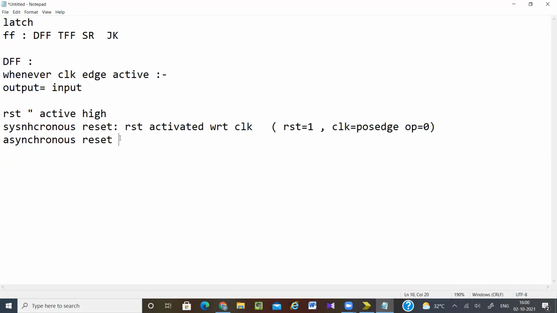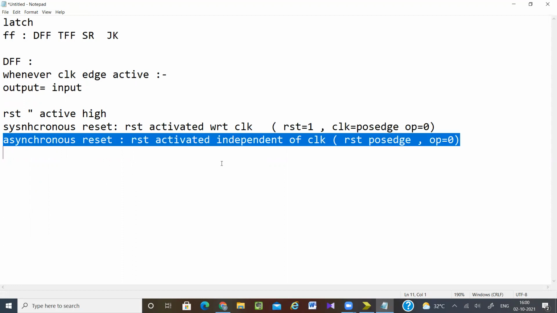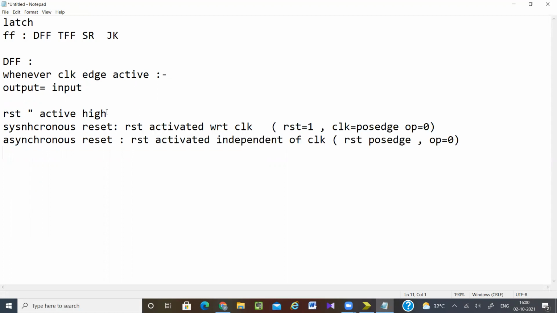Now coming to asynchronous reset, here what will happen? The reset signal is activated independent of clock. Here only the reset signal should be at its posedge, then your output will go to 0. Normally when we assert the reset signal, we use asynchronous reset because it is faster. It will not wait for clock. As soon as you make the reset signal high, it will make your output 0. In synchronous reset, you make the reset signal high, then it will wait for clock. Clock is in positive edge, then only your output will go to 0.